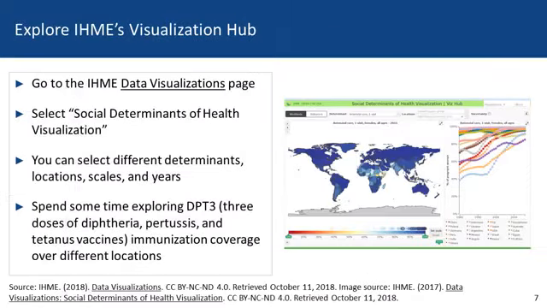Please take a moment now to go to the IHME Visualization Hub website. You will see that you have several choices of data to explore. Select Visualization of Social Determinants of Health. You can then select different specific determinants, locations, scales, and years. Take a moment to spend some time exploring the coverage of DPT-3, which is 3 doses of the diphtheria, pertussis, and tetanus vaccines. You will notice immunization coverage, how it differs over different locations.